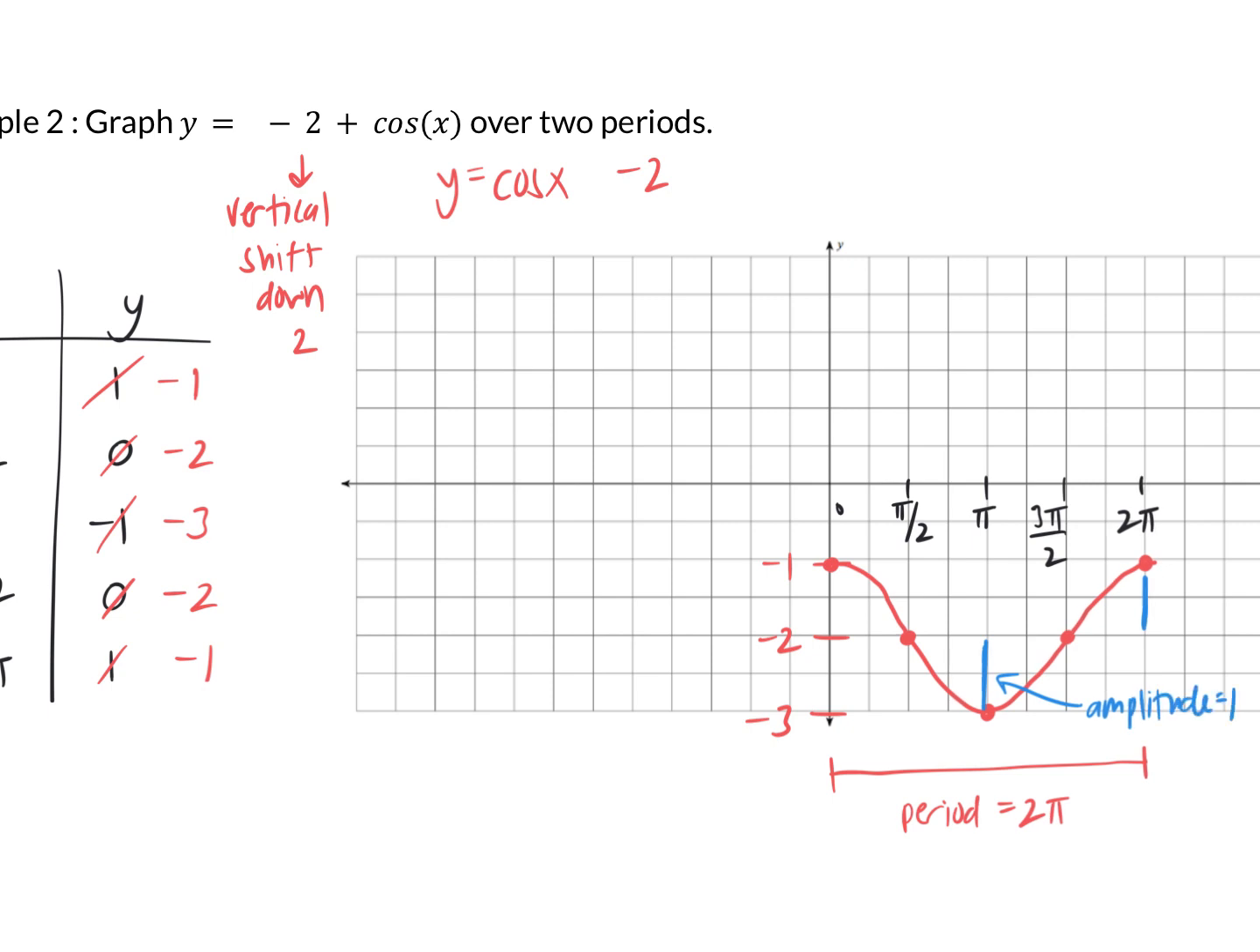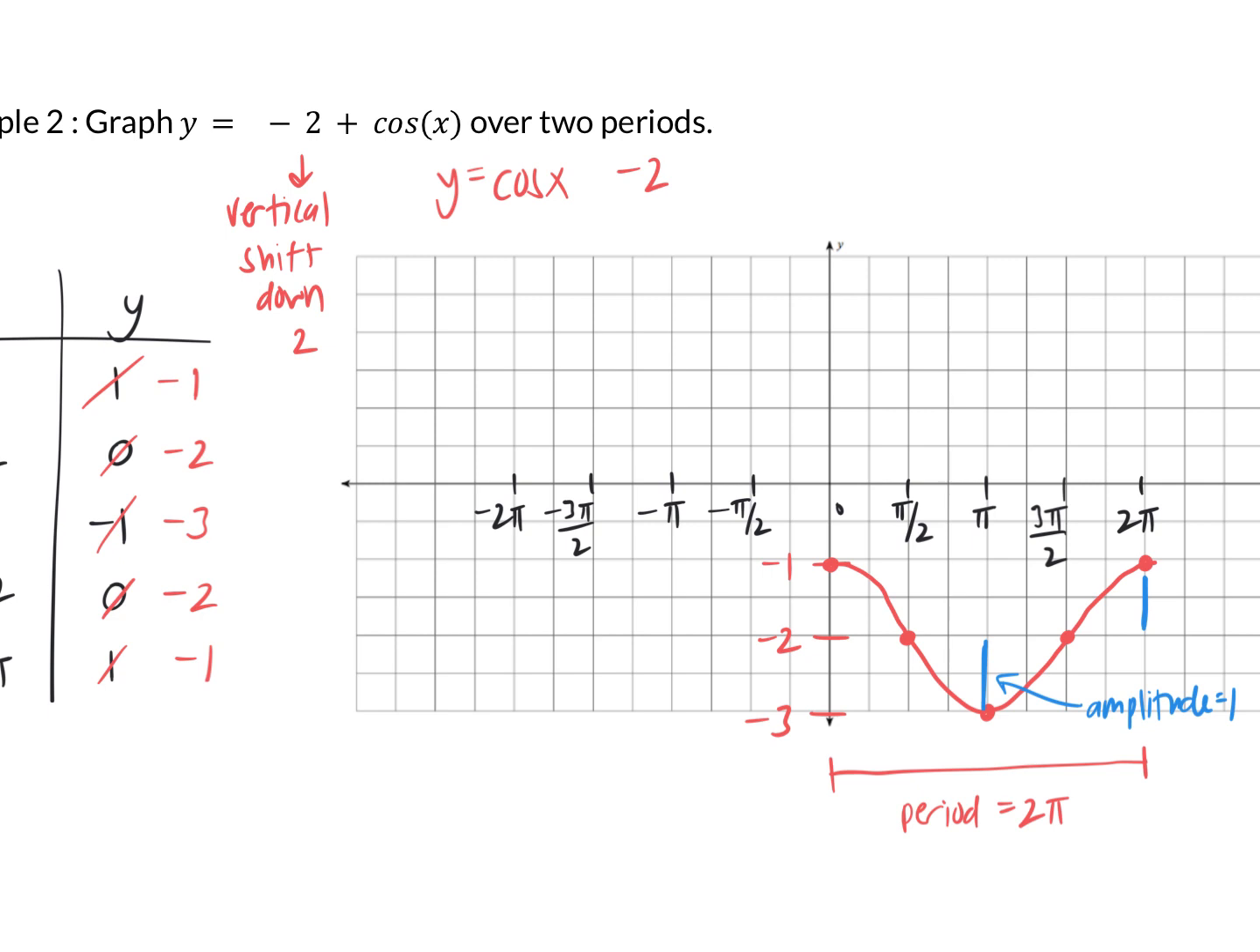Okay, that is just one period, so I need another period. I could either go to the right, but the way that this graph is right here, we don't really have space to go to the right, so I'm going to go to the left, and all I'm going to do is completely reflect this over that y-axis. So this is going to become -pi over 2, -pi, -3 pi over 2, and -2 pi. And then I'll just reflect those points across.